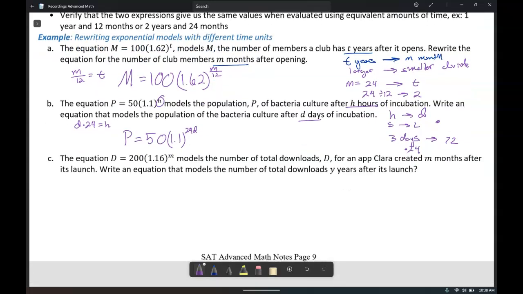Last but not least, we want to change months into years. Since we're going smaller to larger, we need to multiply. Well, if I have some number of years and I want it to equal the number of months, I have to multiply it by 12 for it to be equivalent. 12 months in a year. So D equals 200, 1.16 to the 12y.